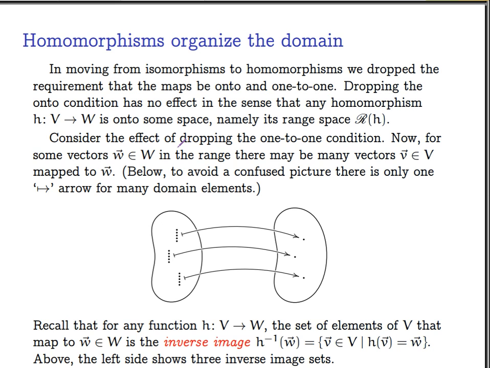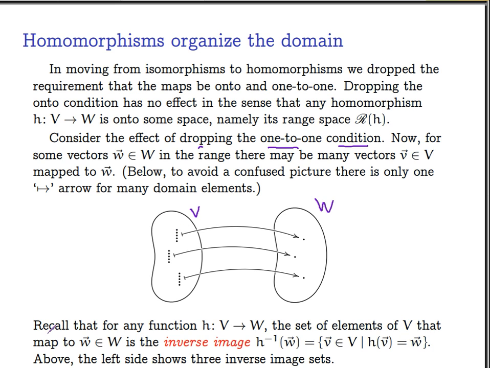All right, so consider the effect of dropping the one-to-one condition. Remember that homomorphisms are no longer one-to-one. Now, for some vector w in the range, there may be many vectors v mapped to w. All right, so he's trying to show that here by showing that all of these individual elements of v map to the same element of w. So here we have 1, 2, 3, 4, 5 elements of v that map to the same element of w. Well, there may be more elements of v that map to w. He's just showing 5 of them.